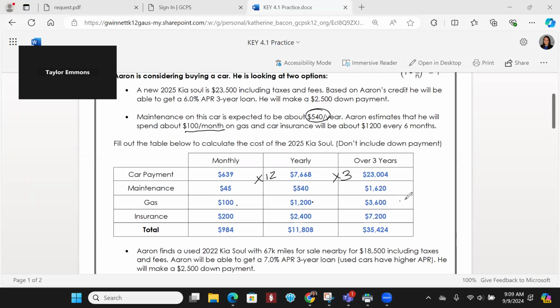Insurance, that's going to be $1,200 every 6 months. So if I wanted to do the monthly, I would divide by 6 to get the monthly. And then yearly, I would multiply by 12. And then I would multiply by 3 to get over here. Okay. So for 3 years to pay for this car, it would cost you $35,424. That's to drive a car.